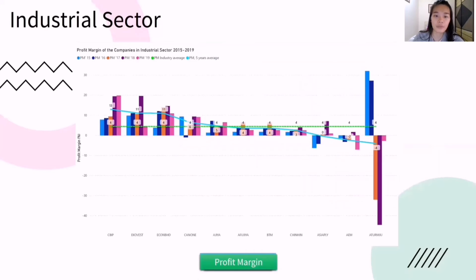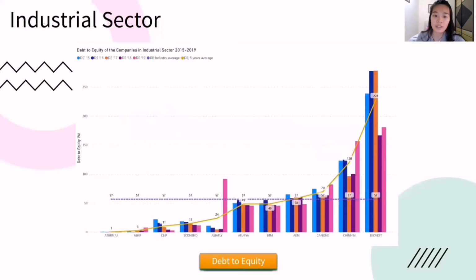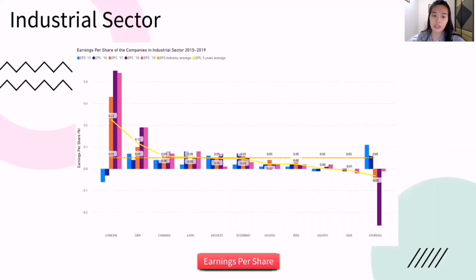For the financial variable profit margin, the industry average of profit margin is 4%, and CPIP has the highest profit margin among these competitors, which is 13%, while Asia Flight, AEM, and ATU Maju have a negative profit margin, which means that the total revenue is less than its overall expenses. Furthermore, the industrial average of debt to equity in the industrial sector is 57% or 0.57. From the data displayed in the graph, we can know that Econvest has the highest ratio, which is 2.28. Next, the industry average of earnings per share is 0.05.